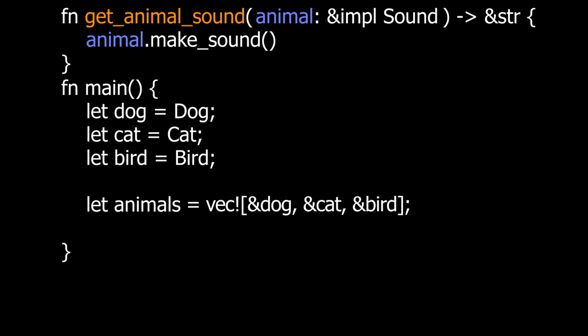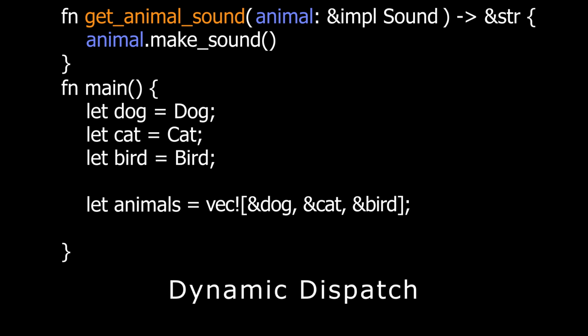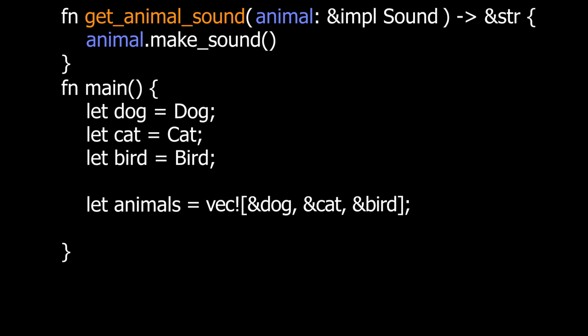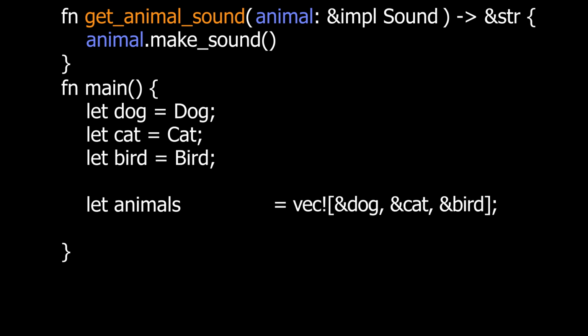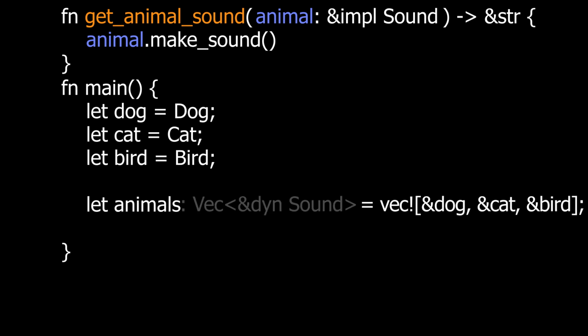What we really need here is dynamic dispatch. It means that the type of values this vector can store can be declared at runtime. To achieve this, we can modify the type of the variable like this. It means that this vector can store any type of value which has the Sound trait. Now Rust will not throw any error and will compile fine.